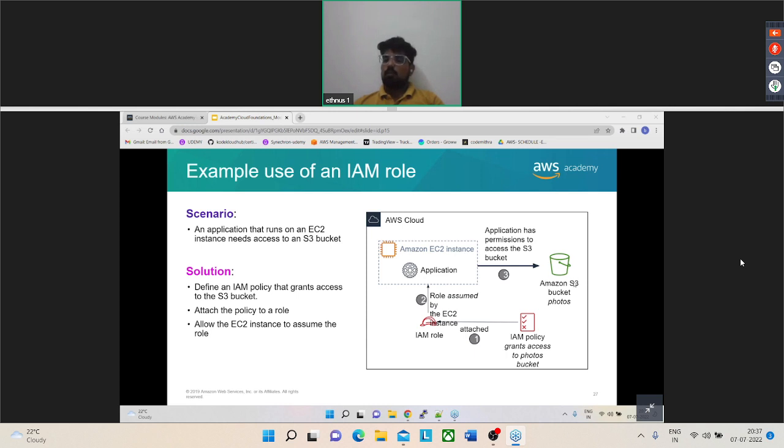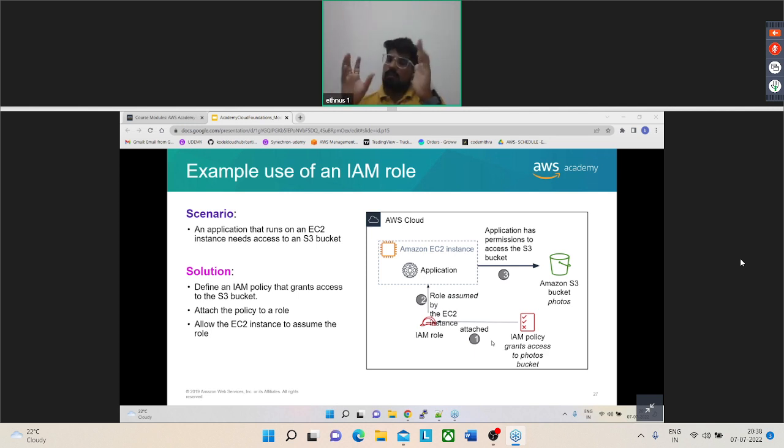So to connect to the S3 bucket, we have to create a role. Let's check out the solution. First of all, you have to define an IAM policy that grants access to the S3 bucket. This is the first step: an IAM policy that grants access to a photo bucket, an S3 bucket named photo.